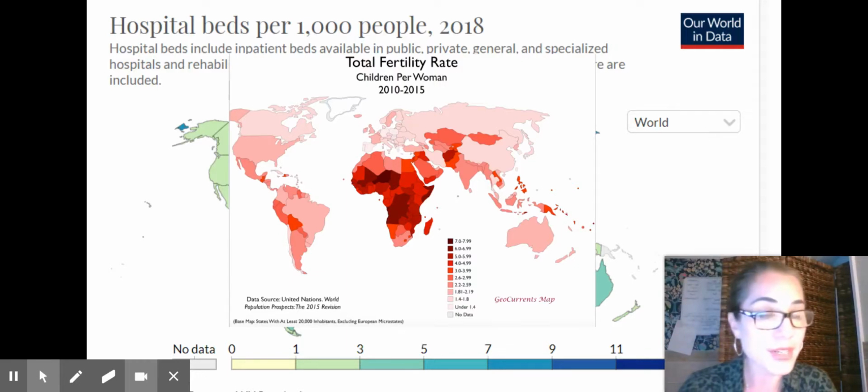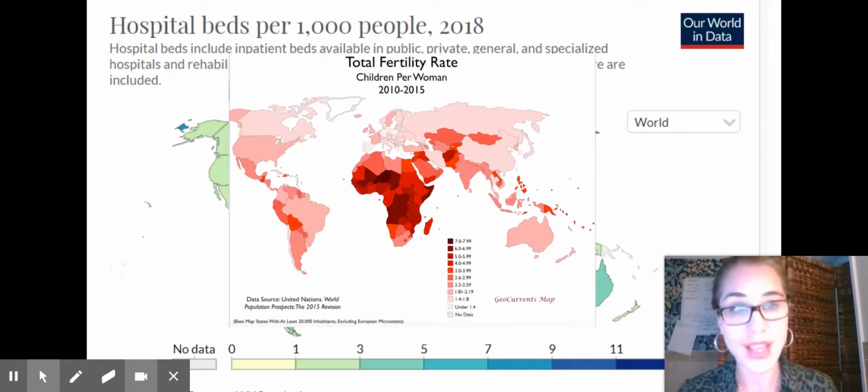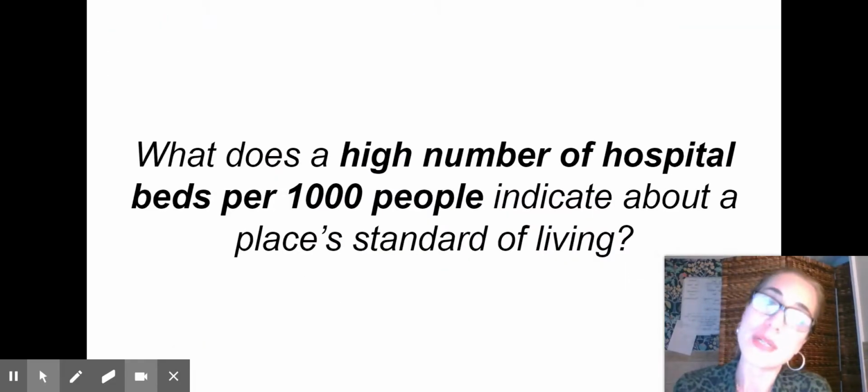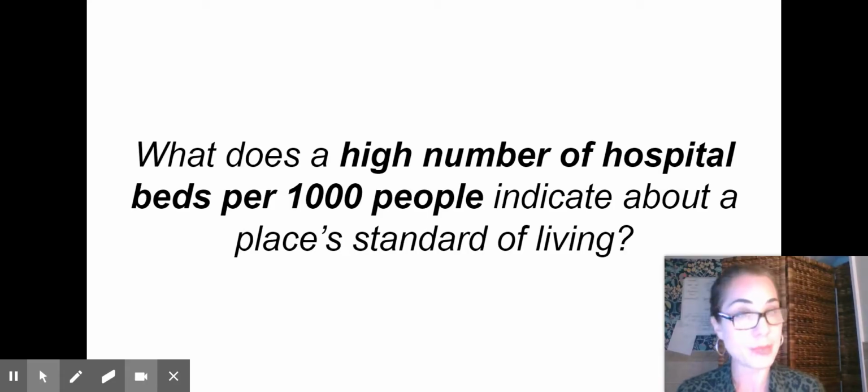Okay, so that's another indicator: when people have access to healthcare, their fertility rate is going to be lower. So it is a true quantitative measure of health and development. Okay, what does a high number of hospital beds per 1,000 people indicate about a place's standard of living?